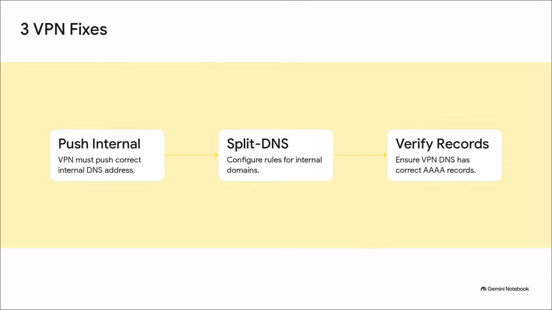And finally, Step 3. Verify that the DNS server the VPN is using actually contains the correct AAAA records for your internal resources. If you follow this structured approach, you're going to ensure that split tunneling and DNS pushes create one unified, highly accurate resolution path for every single user, no matter where they're logging in from.